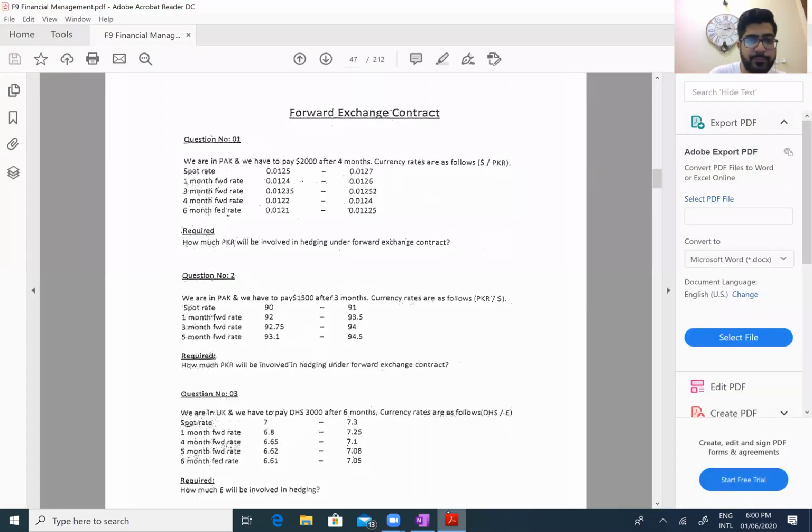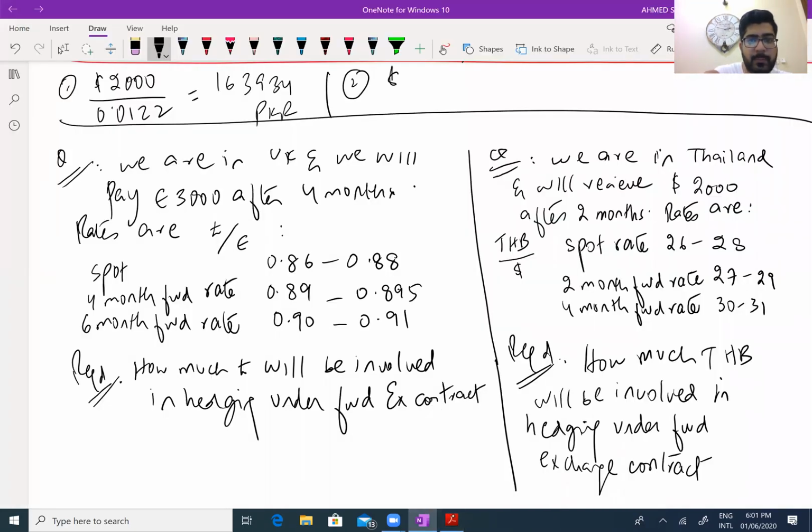Okay. Second, we are in Pakistan. We have to pay $1,500 after 3 months. Currency is PKR over dollar. Now PKR is the numerator. It's a direct quote, multiply. Lower is selling, higher is buying. How much PKR will be involved in hedging? Again, 3 steps. We have to pay after 3 months. Highlight the 3 months. The quote is direct, so multiplication, and the lower is selling, higher is buying. So 94 is the buying rate. We have to pay $1,500. Conversion: PKR, multiply, we have to buy so it is the higher rate. 1,500 into 94 is 141,000 PKR.